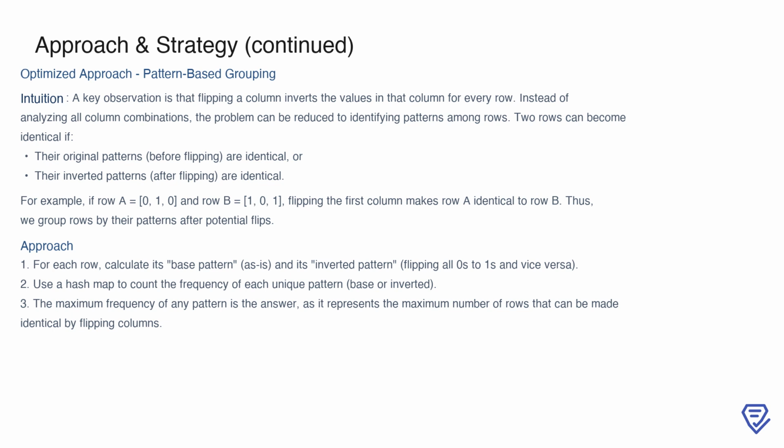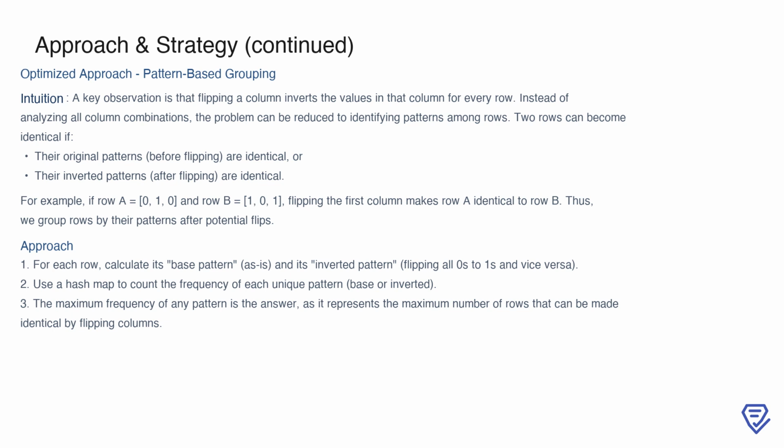Now, to address the inefficiency of brute force, we turn to an optimized approach focused on grouping patterns. The key insight here is that flipping a column inverts the values in that column for every row. Instead of testing all possible column flips, we can reduce the problem to identifying patterns among rows.